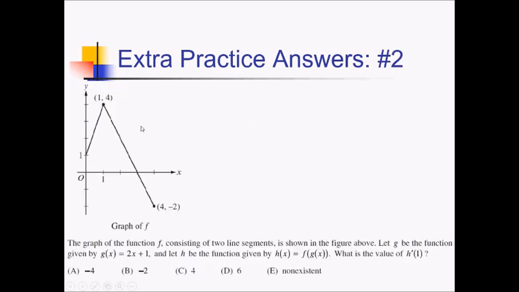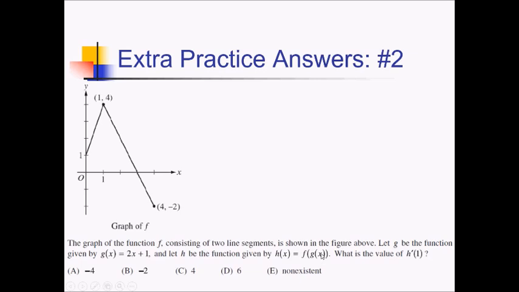On this problem, I'm given the graph of f, and also g is 2x plus 1. H is f of g. We want h prime of 1. So to get this, I need to do h prime of x and then plug 1 into it. So this is going to require the chain rule.